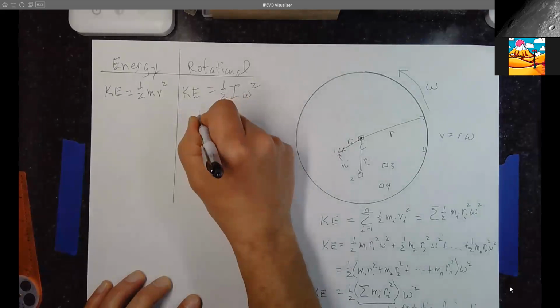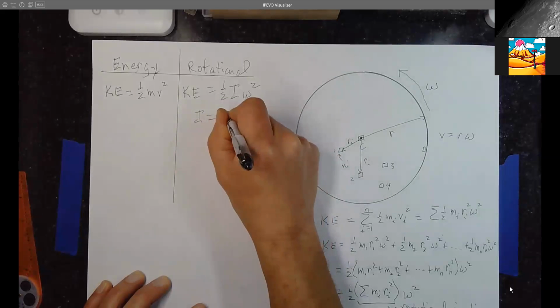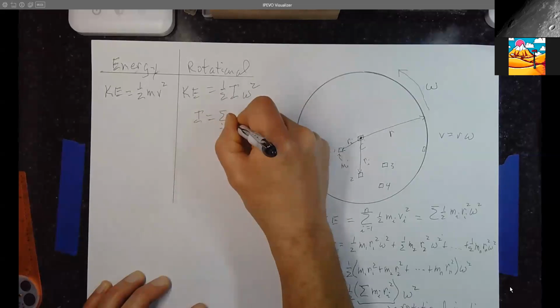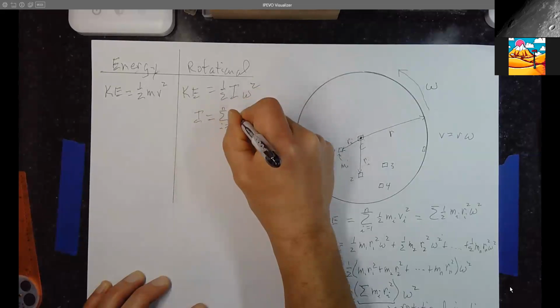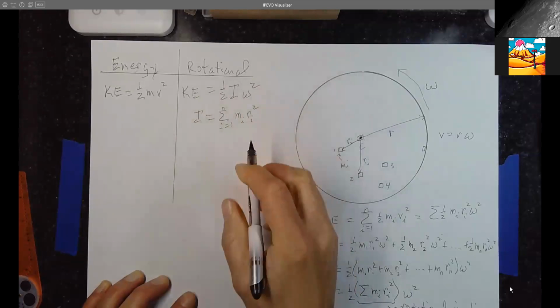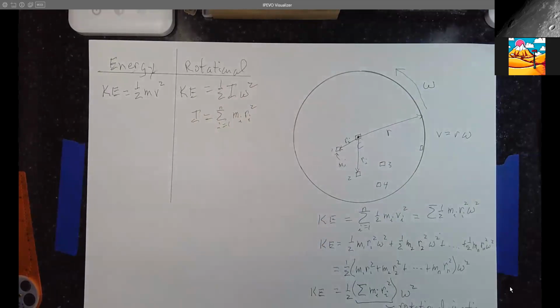But anyway, we'll have this definition that the rotational inertia is going to be a sum from i equals 1 to a whole bunch of different things of m sub i, r sub i squared, and that r is going to be the different distance away from the axis of rotation. So we'll have to take that into account.